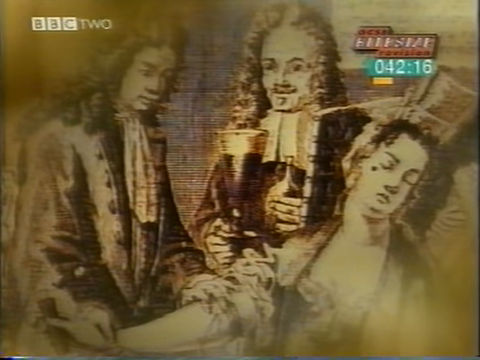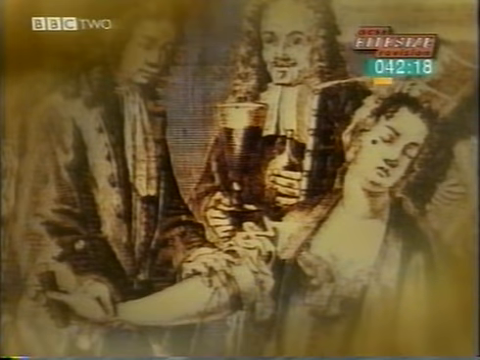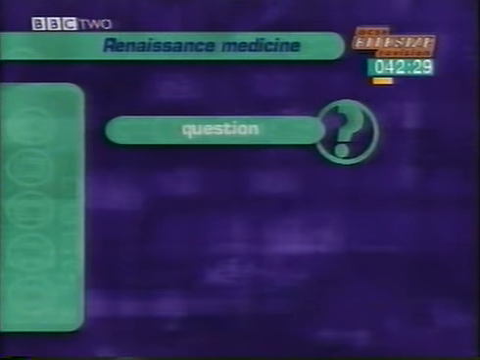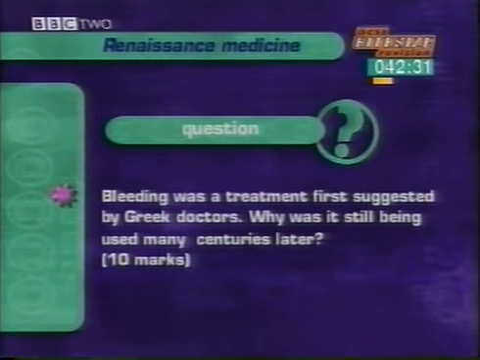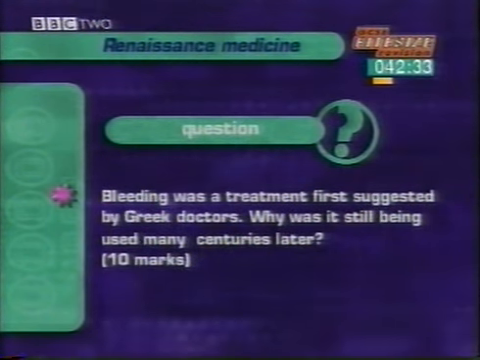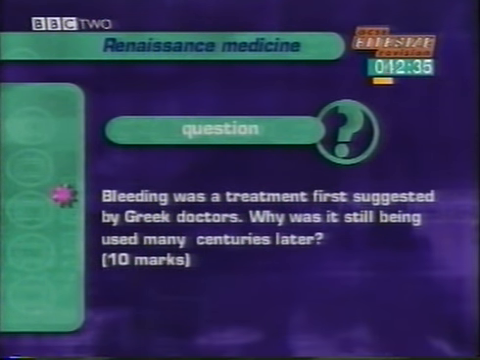Now for some exam practice. Look at this print dating from the 18th century, the very end of the Renaissance period. The picture shows a patient being treated by bleeding. Bleeding was a treatment first suggested by Greek doctors. Why was it still being used many centuries later?